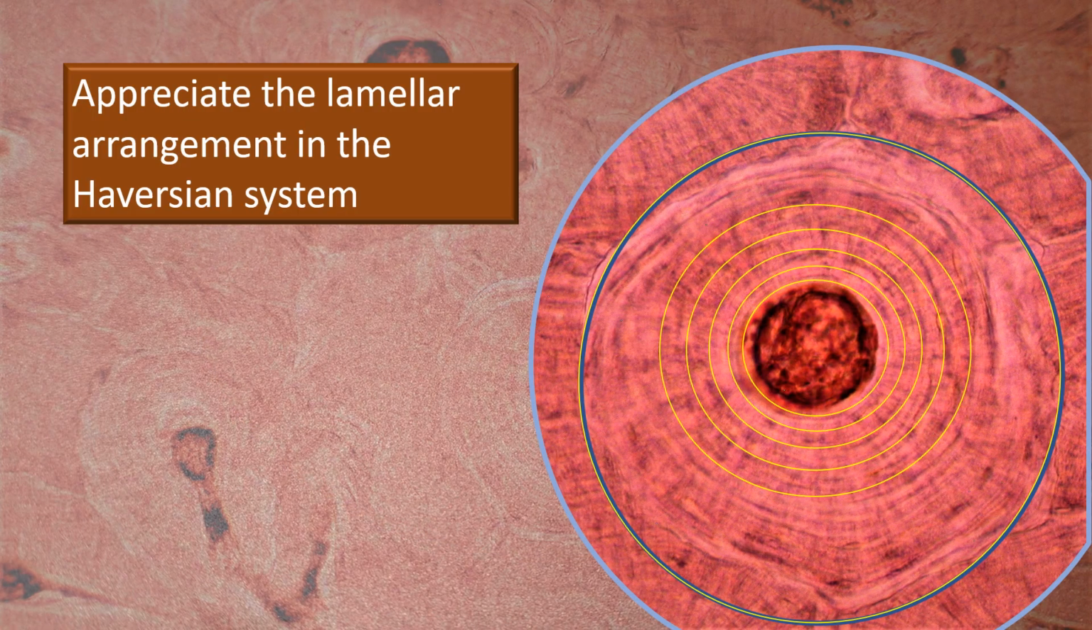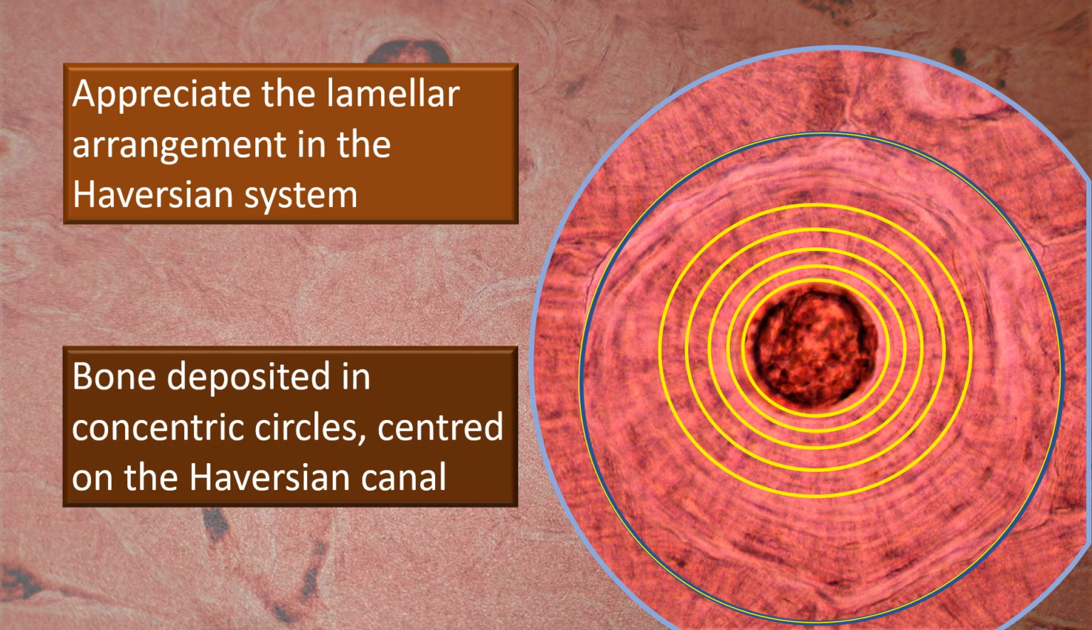Now you see, one Haversian system I have magnified, and I have drawn lines to show you the design of the lamellae. They are known as concentric lamellae. That means all the circles have the same center, and that center is in the middle of the Haversian canal. Next, bone is deposited in concentric circles, and all of them are centered around the Haversian canal.